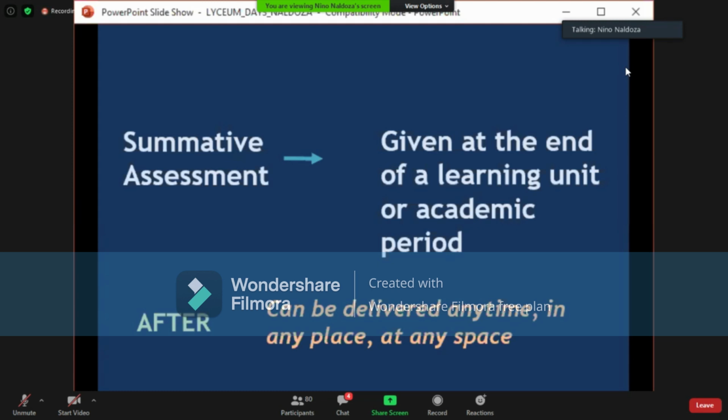Meaning to say, the best example would be the major examination, chapter test. Aside from that, the final requirements, for example, research output, oral defenses, term papers, case study analysis, are considered to be delivered right after the instruction has been implemented. It can be delivered anytime, in any place, or at any space. In an online learning environment, we can also do that.